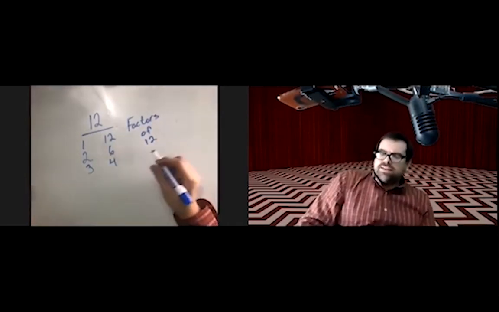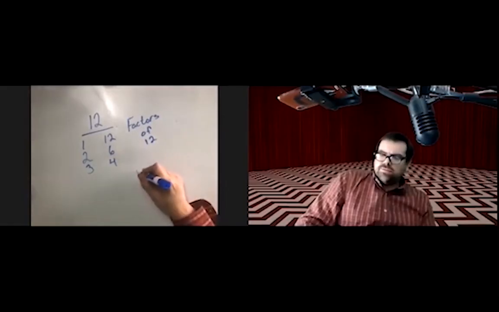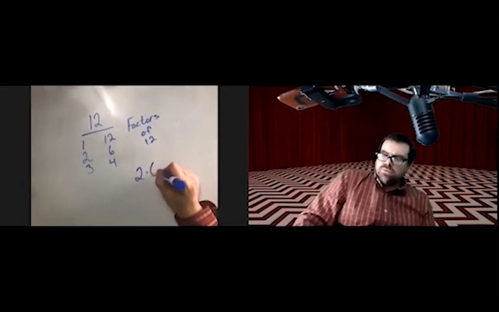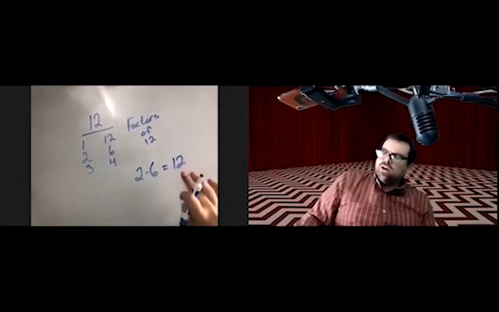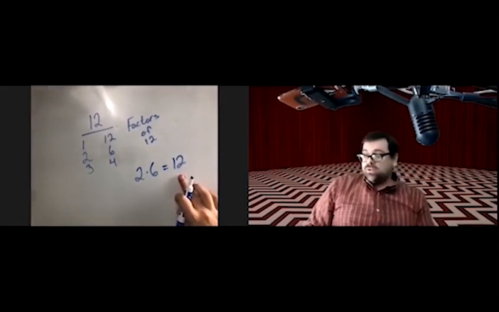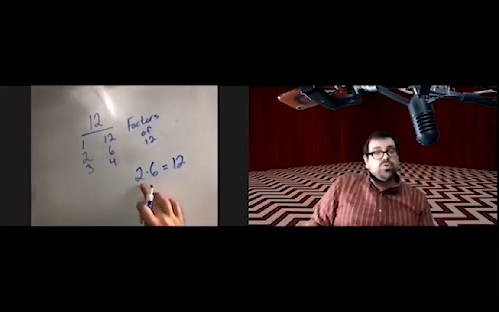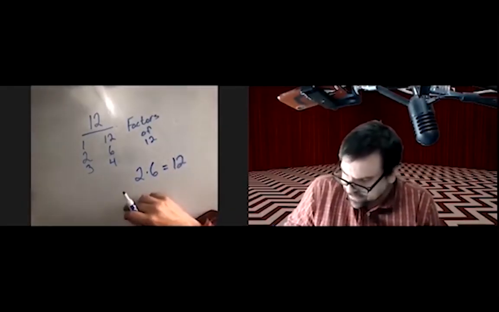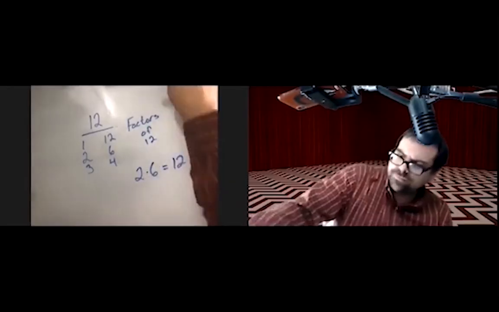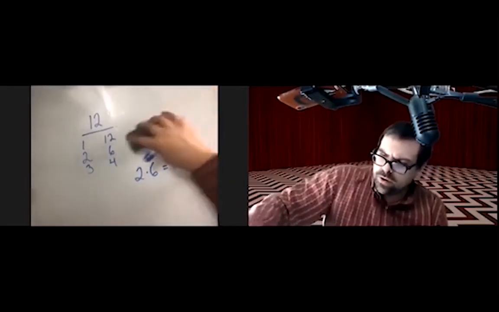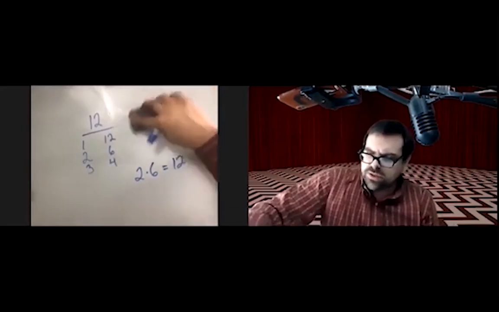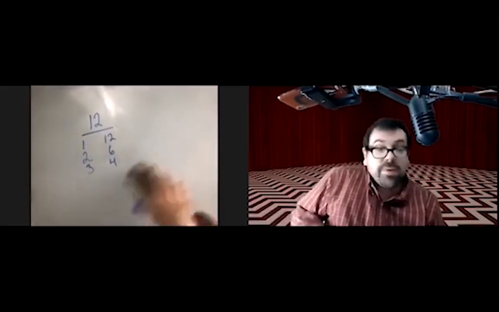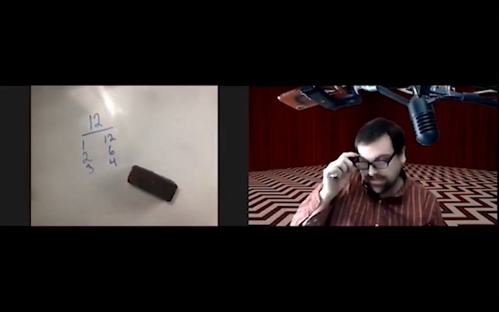This comes from the fact that, for instance, in the multiplication problem 2 times 6 equals 12, 12 is called the product, and 2 and 6 are called factors. We deal with factors a lot when we're talking about reducing fractions.